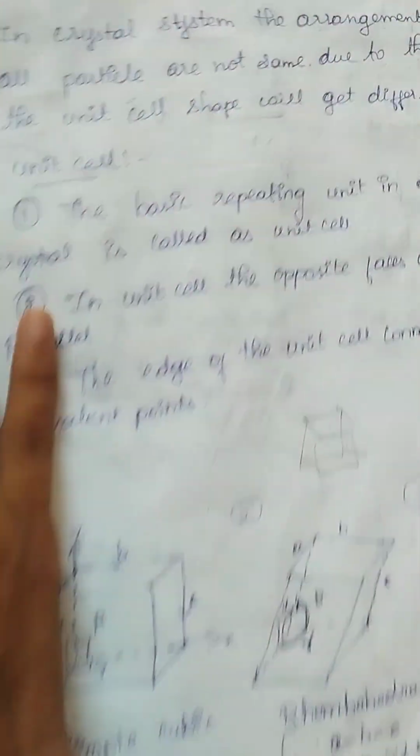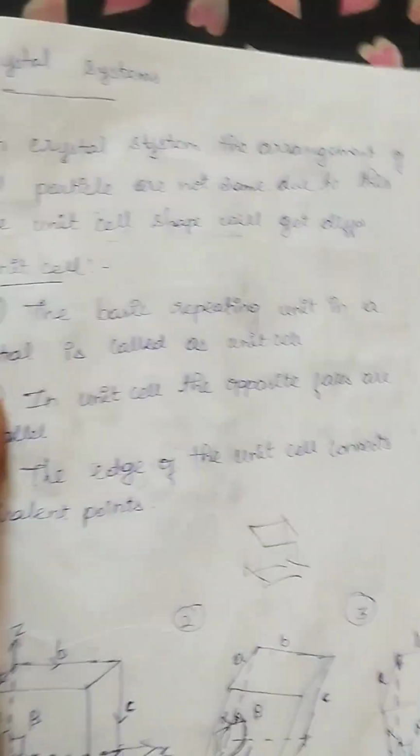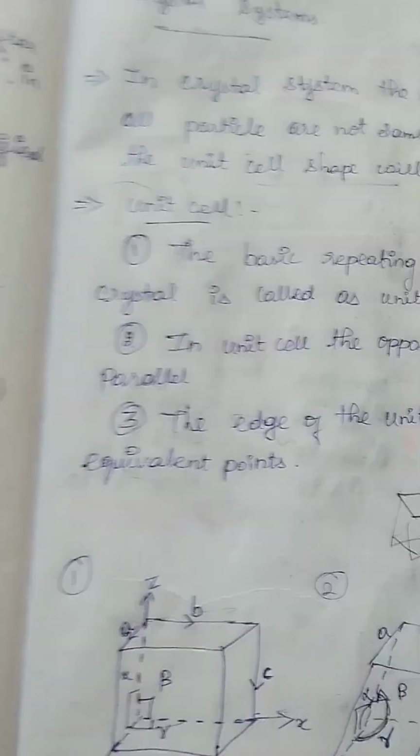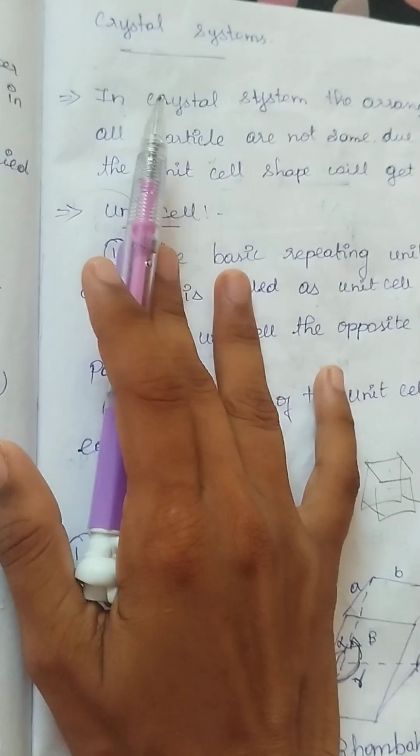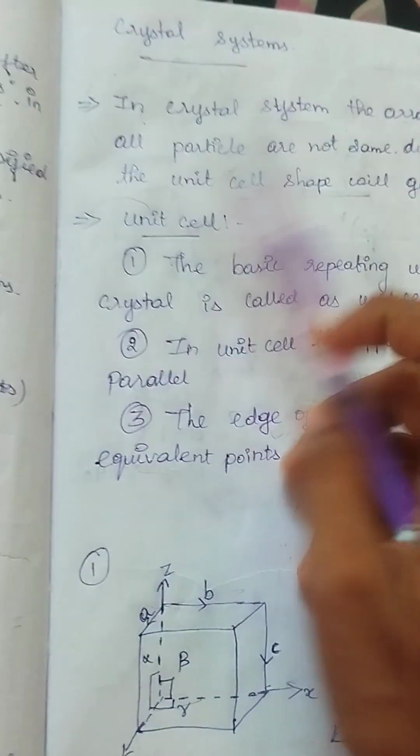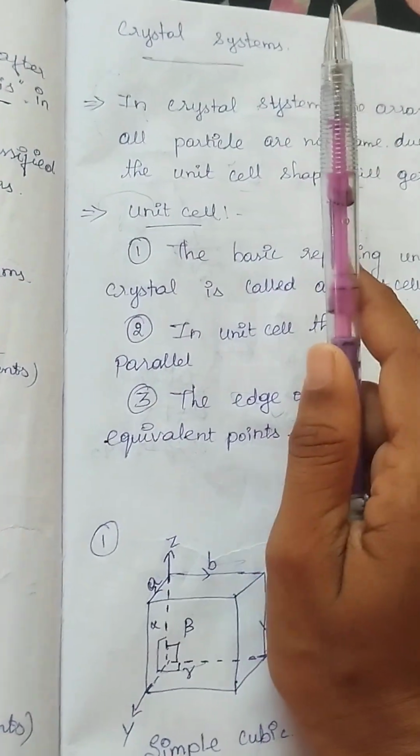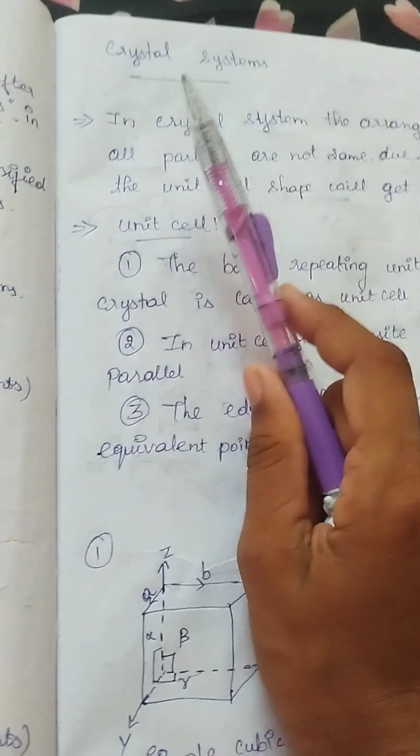Hello guys, now we are going to see the concept of 14 Bravais lattices. Before we go to the concept, first we have to see the basics. On Earth, all matter is made up of atoms, and the combination of atoms we call molecules, right?